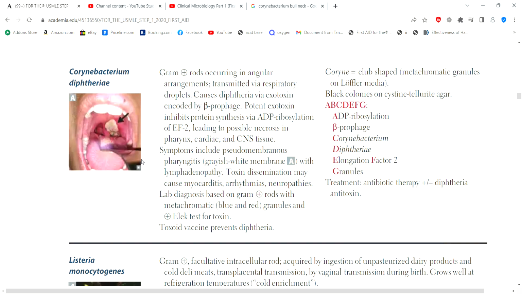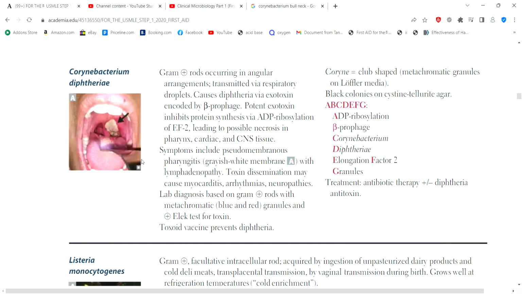Toxic dissemination may cause myocarditis, arrhythmias, and neuropathies. The lab diagnosis is based on gram-positive rods with metachromatic blue and red granules and a positive Elek test for toxin. The Elek test will detect the diphtheria toxin. Okay.